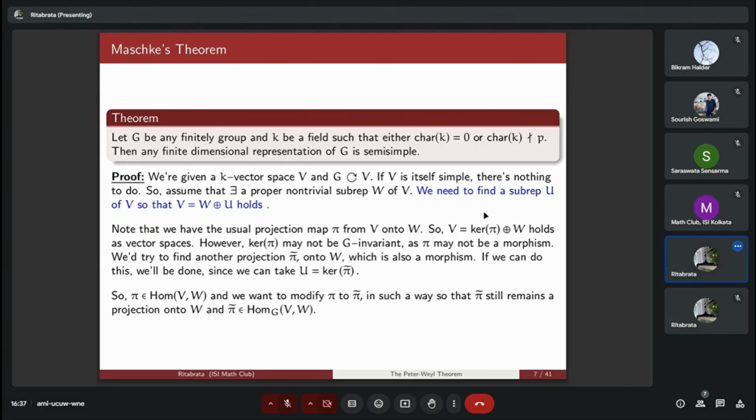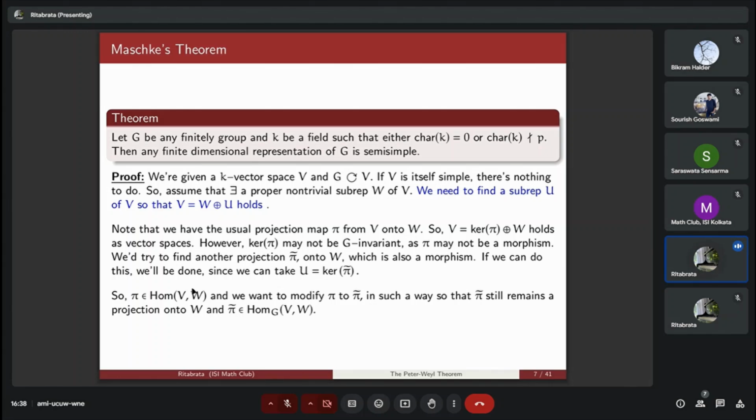So what we'll do is try to find another projection which will serve as pi, but will be a G-invariant projection. That is, we want to find another projection onto W which is invariant under the action of the group. And if we can do that, we're already done, because in that case we'll be able to write V equal to kernel of pi tilde direct sum W. But in this case, pi tilde will be a morphism of representations, that is a G-linear map. So the kernel of pi tilde will also be a sub-representation, right? And we'll be done in that case.